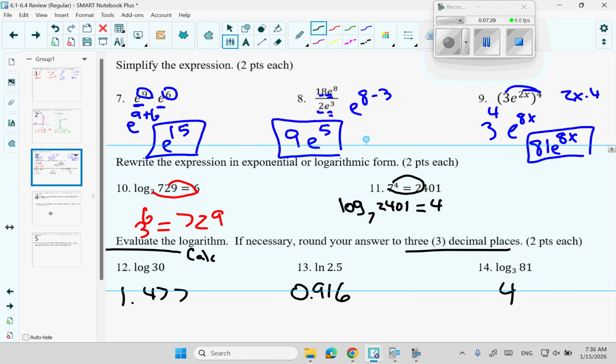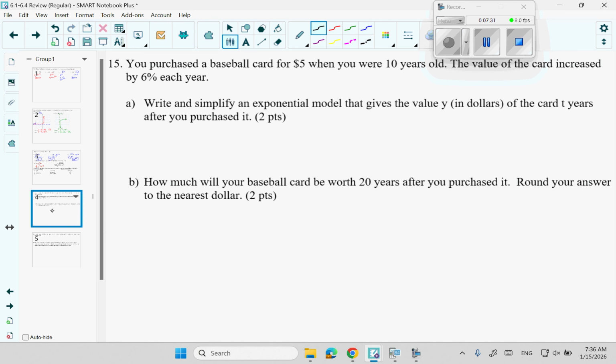Okay. Next slide. You purchased a baseball card for $5 when you were 10 years old. The value has increased by 6% each year. Write an exponential model that gives you the value of the card in t years after you purchased it. So the formula we're going to use is y equals a(1 plus r) to the power of t, where a is my start, t is my years, and r is my rate, but I have to convert it into a decimal.